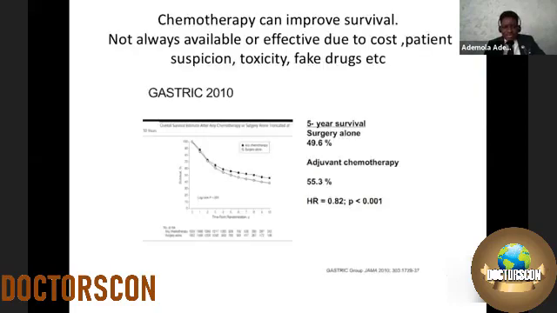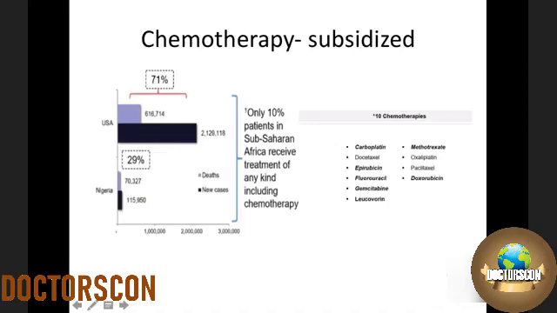Surgery complications, I'm just skipping that because of time. Now, we know that chemotherapy can improve survival, but we have issues with access to chemotherapy because of cost, patient suspicion, toxicity, and even fake drugs too. But we know that chemotherapy has been known to improve survival by up to 5 to 10% in many series.